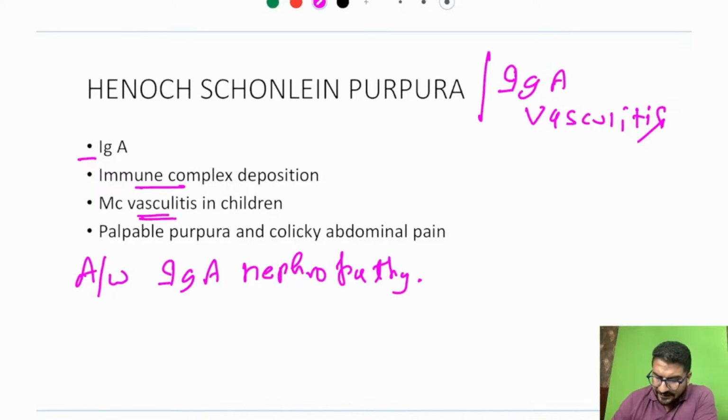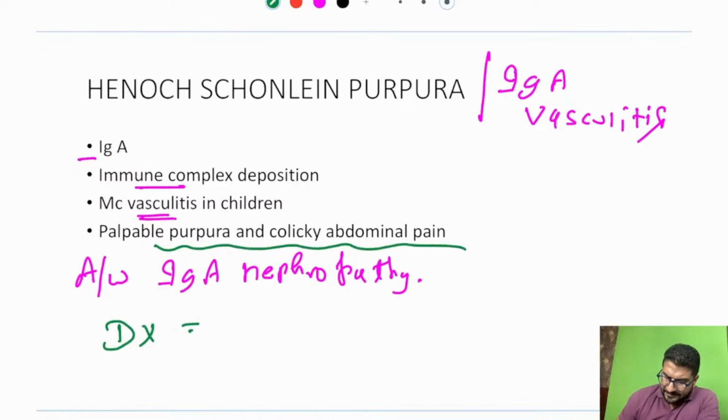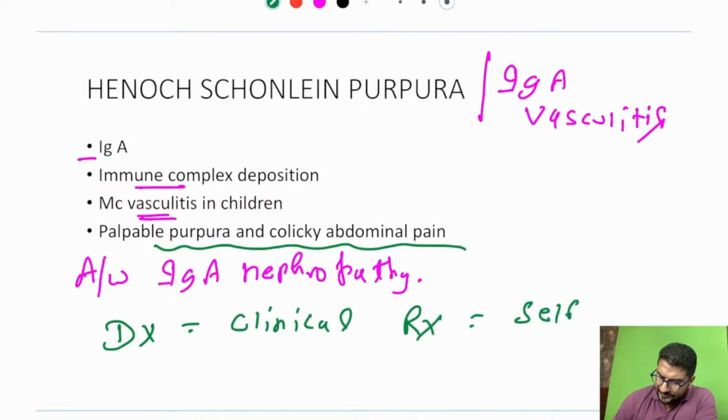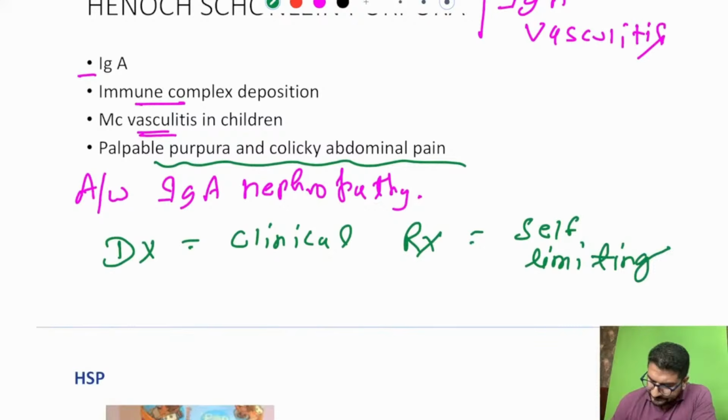In Indian children, Kawasaki is slightly more common. So patient will have palpable purpura, colicky abdominal pain. So diagnosis you will make based on clinical symptoms, and how we are going to treat? In treatment, understand, initially it is self limiting, लेकिन अगर पेशेंट को जोर का पेट में दर्द हो रहा है, या फिर 2 हफ्ते बाद भी अपने आप ठीक नहीं हुई, या फिर पेशेंट को GI bleeding है, then we give steroid.